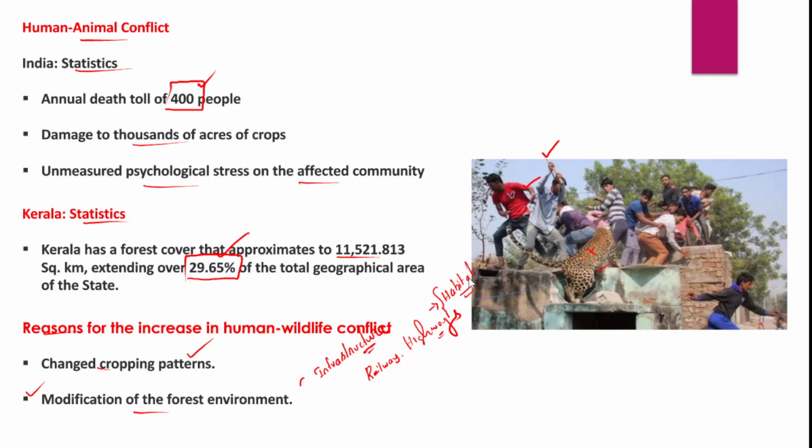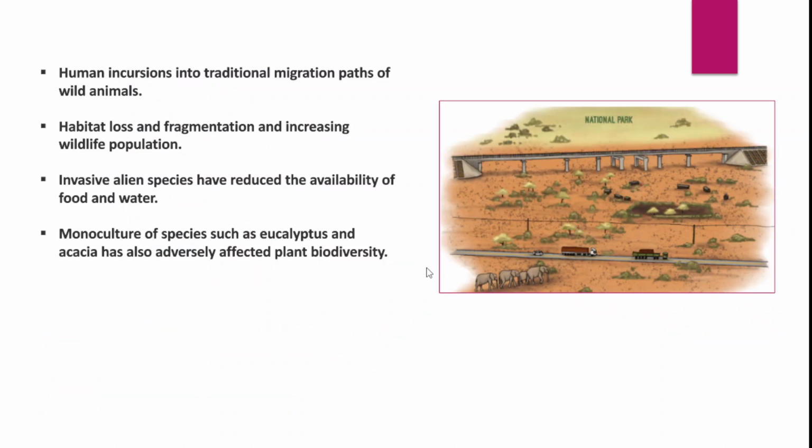So when the forests are fragmented, these animals very often come out of the habitat and venture into human habitation. So that very often leads to human wildlife conflict. And in fact, there are a number of reasons for human wildlife conflict. You can clearly see that there's a national park, and within this national park, a railway line has been passing through, and a road network too. These animals very often migrate to larger regions for food and various other purposes, right?